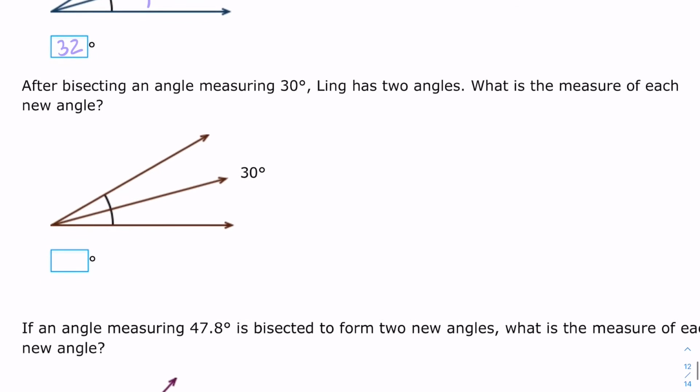Here, after bisecting an angle measuring 30, Link has two angles. What is the measure of each new angle? So this one's going to be 30 divided by 2, which is 15 degrees. So each one of these separately is 15 degrees, making my answer 15 degrees.